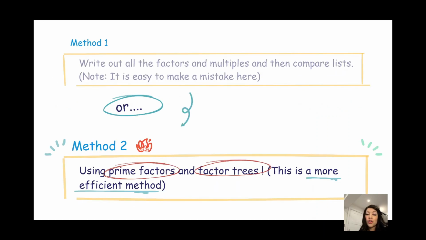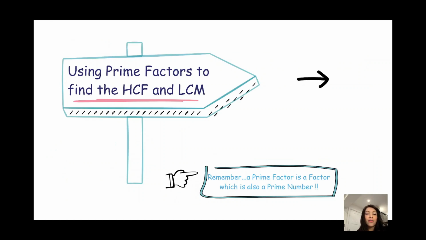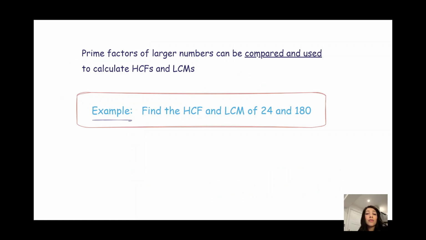We could use method 2, which is using prime factors and factor trees. This is a much more efficient method. For a reminder on prime factors and factor trees, please look at my earlier video. Okay, using prime factors to find the HCF and the LCM. Now remember, a prime factor is a factor which is also a prime number. So prime factors of larger numbers can be compared and used to calculate HCFs and LCMs.